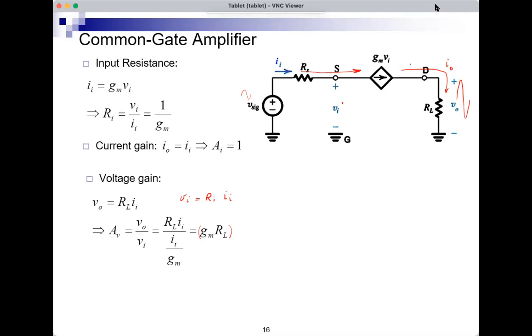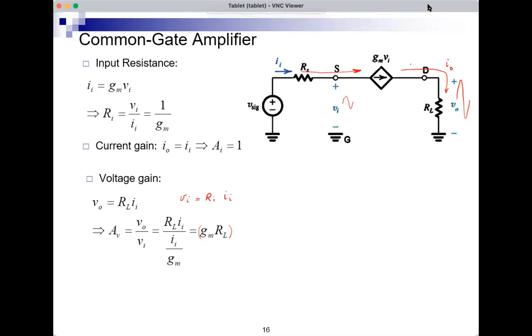This should be here at the input, not at Vsig. If I want to find Vo over Vsig, then I have to modify this. So let me erase this here. So that's the input resistance, current gain, and voltage gain.